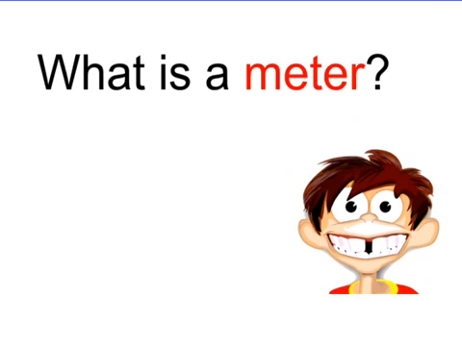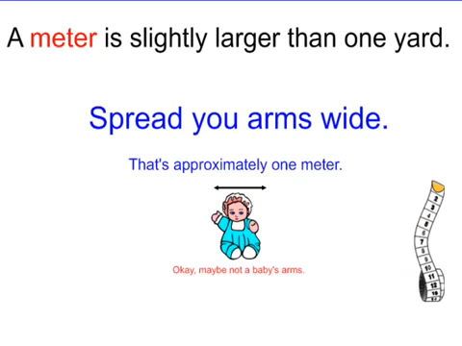So what exactly is a meter? Well, if you were to spread your arms, the distance, your wingspan, would be approximately a meter, and a meter is a little bit larger than a yard. A yard is 36 inches, and a meter is about 39 inches, so it's slightly larger than a yard.